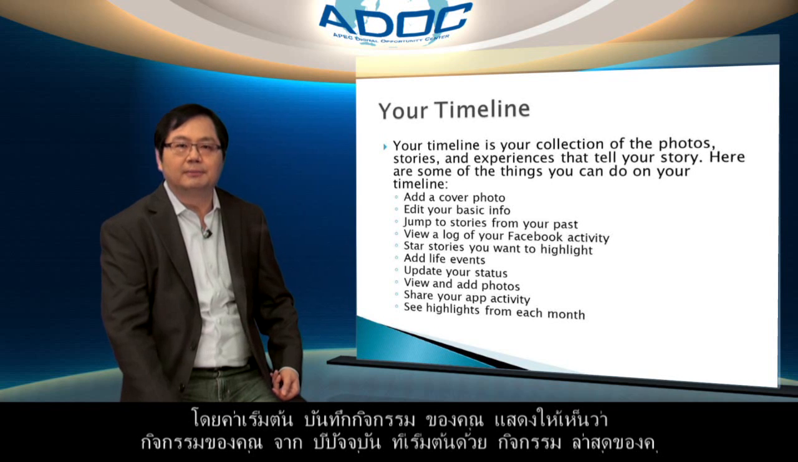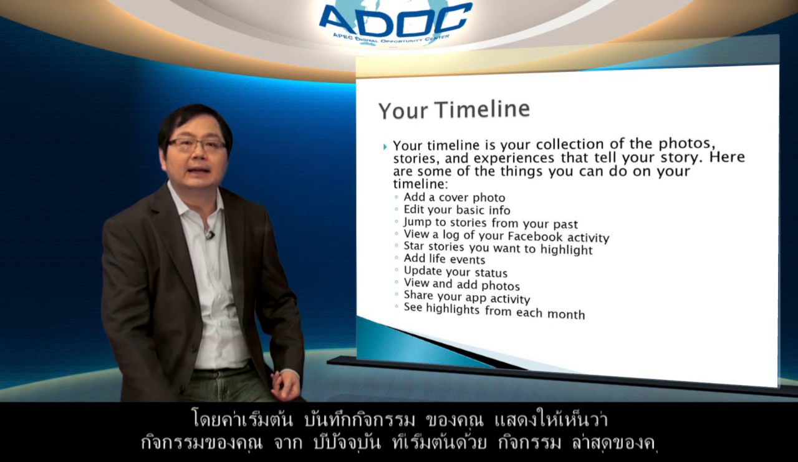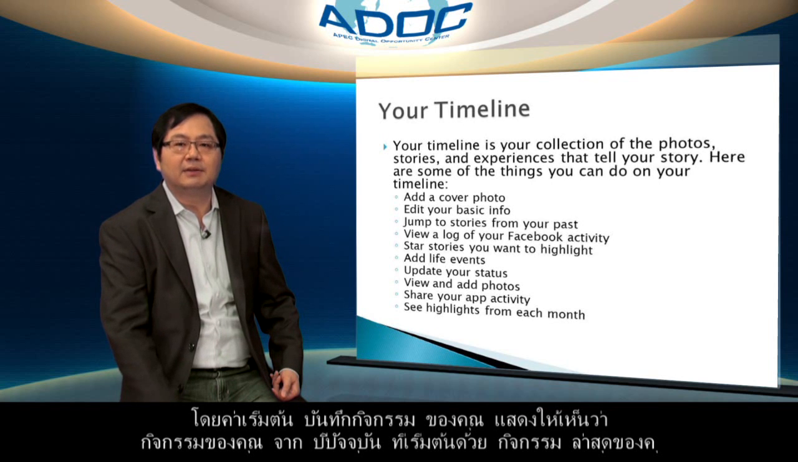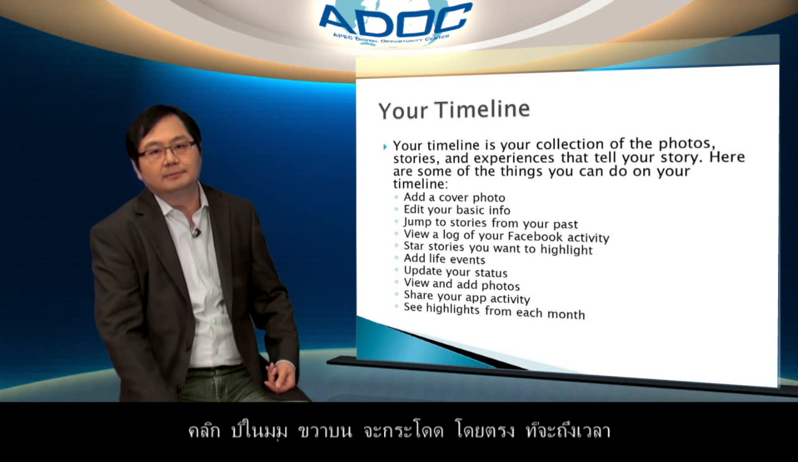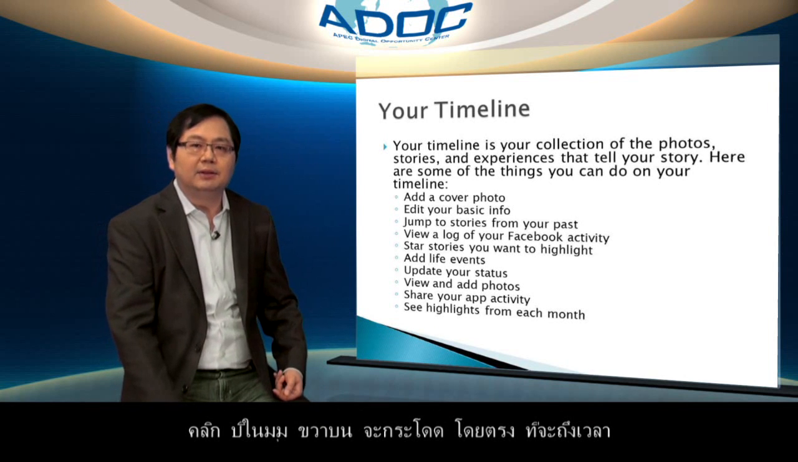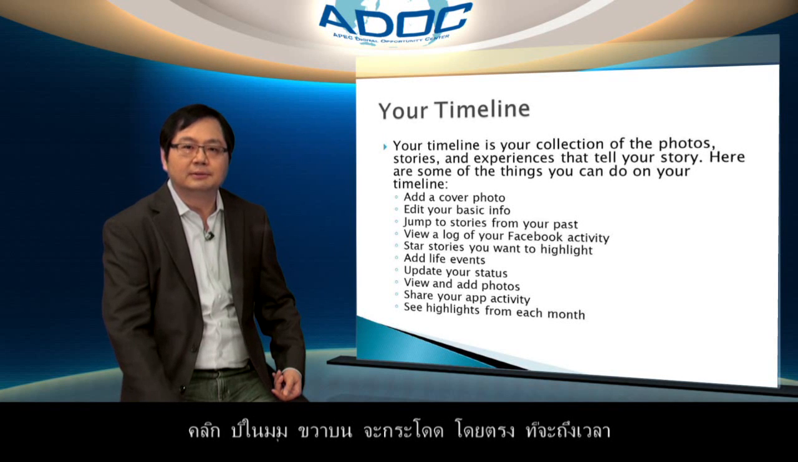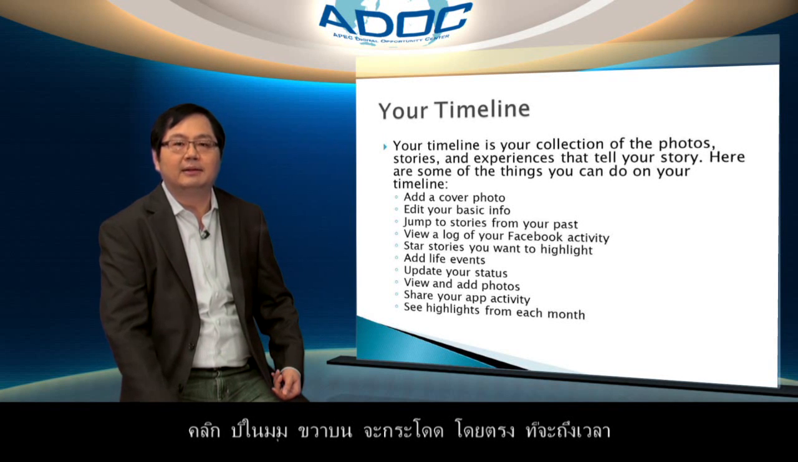By default, your activity log shows your activity from the account year, starting with your most recent activity. Click on a year in the upper right corner to jump directly to that time.